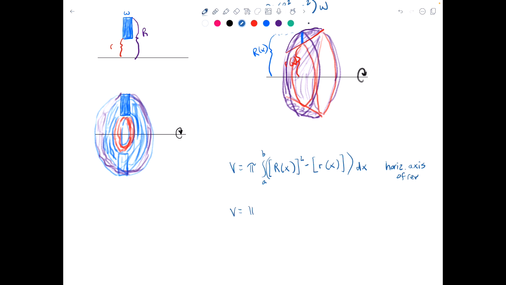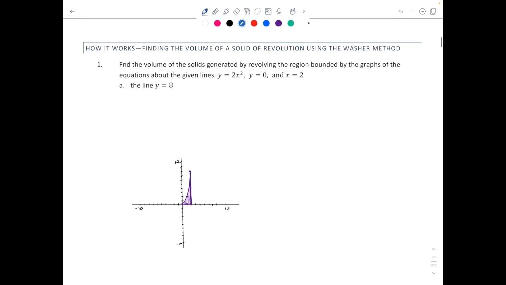Or it would be the integral from c to d of capital R at y squared minus smaller r at y squared, and then dy for a vertical axis of revolution. All right? Okay, so anyway, let's do this. We're going to start with this one down here, and then we'll jump back up to the one we did before, the part A of the problem we were doing before.